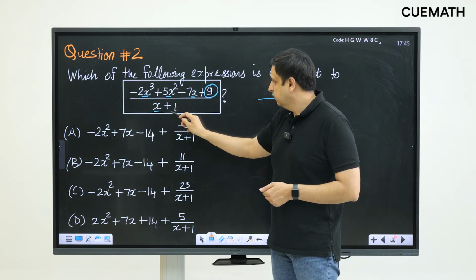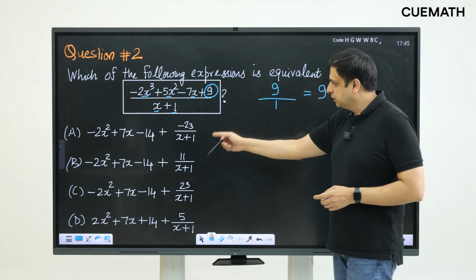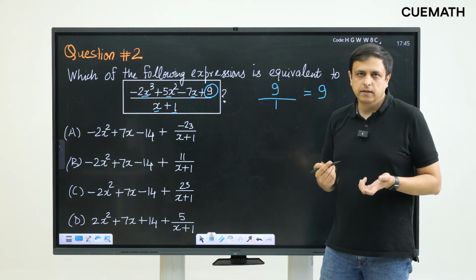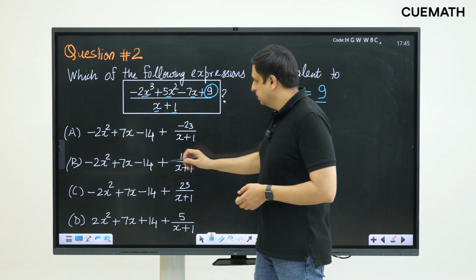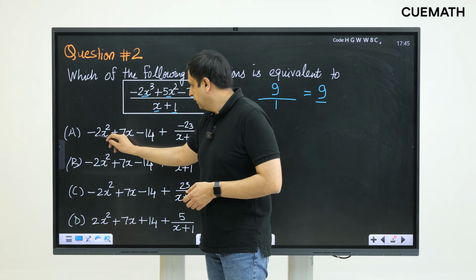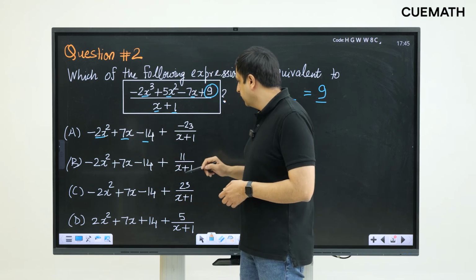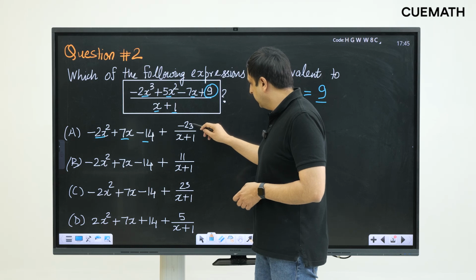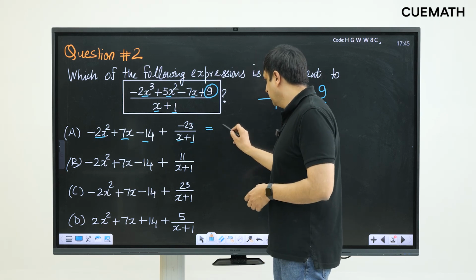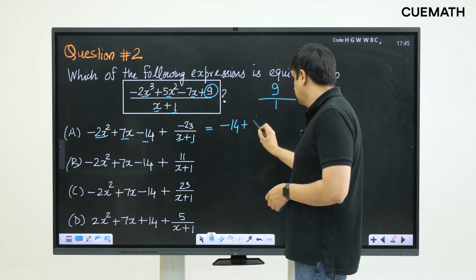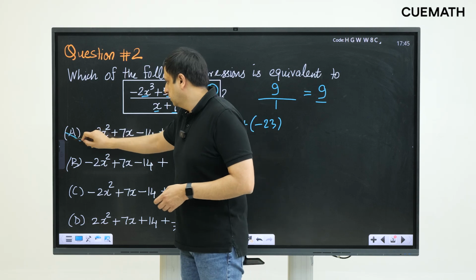In the denominator I get 0 plus 1, so that is 9 by 1 or 9. Now, I will check which of these 4 expressions will give me a 9 if I substitute x equal to 0. In option A, if I substitute x equal to 0, I get a 0 here, a 0 here, and then a minus 14 here, and then a minus 23 by 0 plus 1, which is minus 23. So, here I get minus 14 plus minus 23, which is minus 37. So, this option does not work.